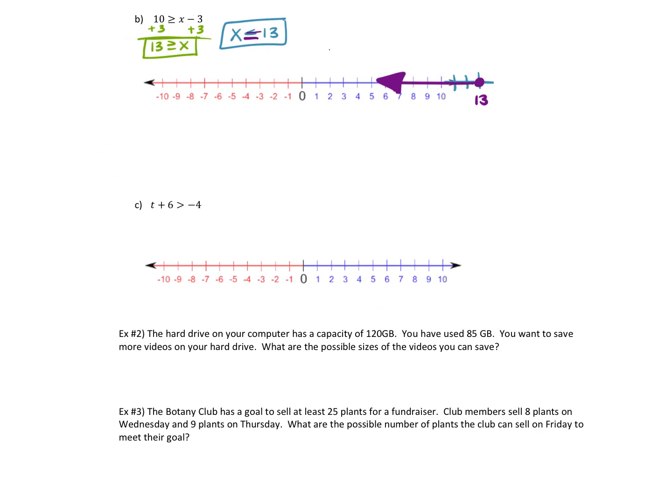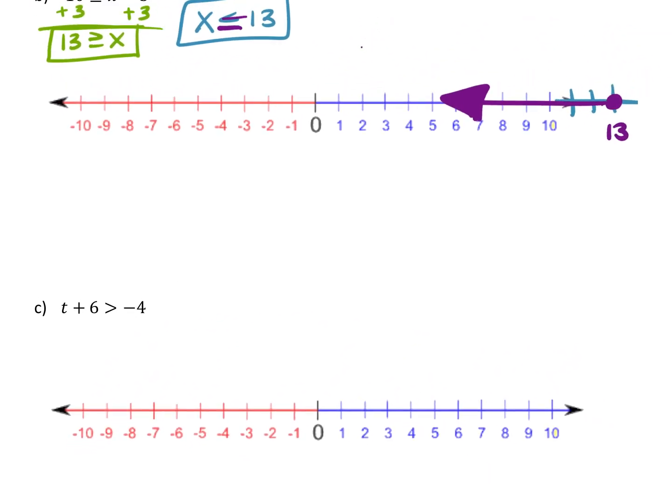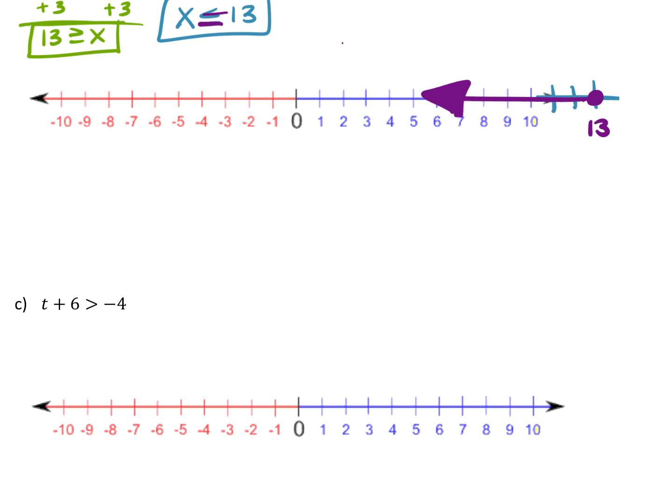Okay, look at letter C here. T plus 6 is greater than negative 4. Take away the 6. So you get T is greater than, same symbol, negative 10. So here's your negative 10, open or closed dot? Open, because there's no equal to bar, and T is greater than. So as long as your variable's first, you can make it an arrow. The arrow points right. So your graph looks like that. Make sense? That's all you're doing today, really.